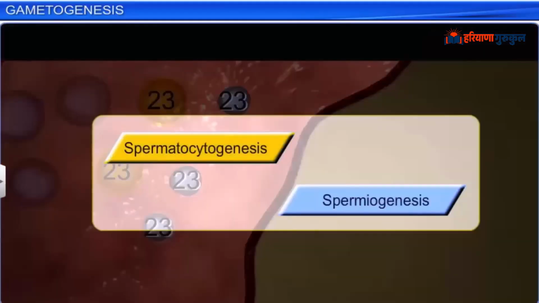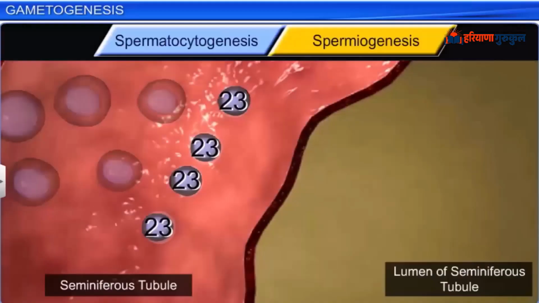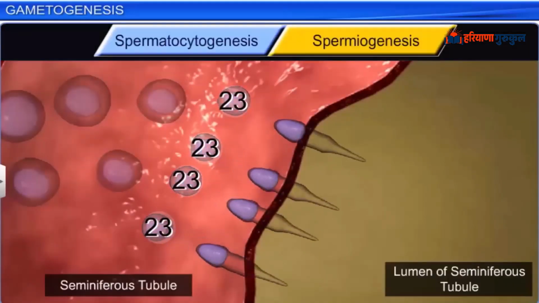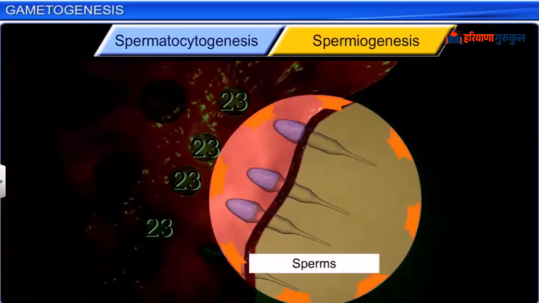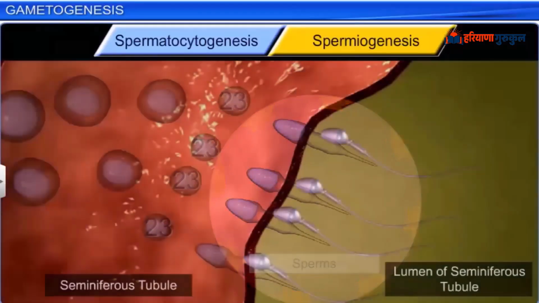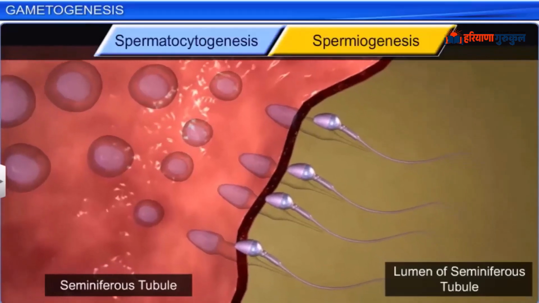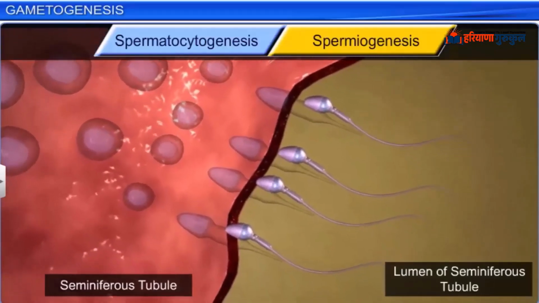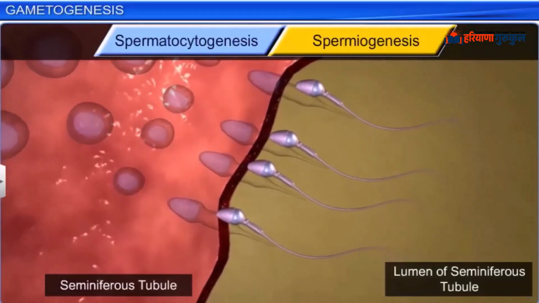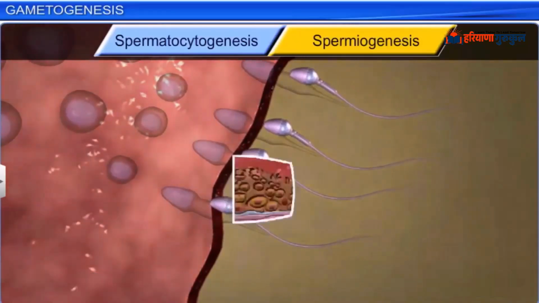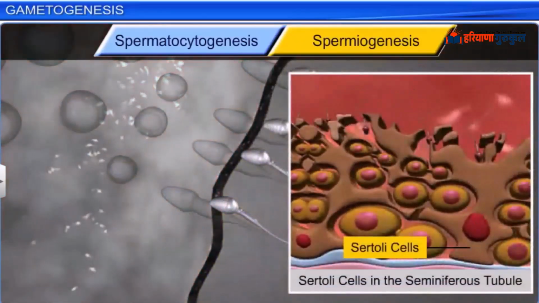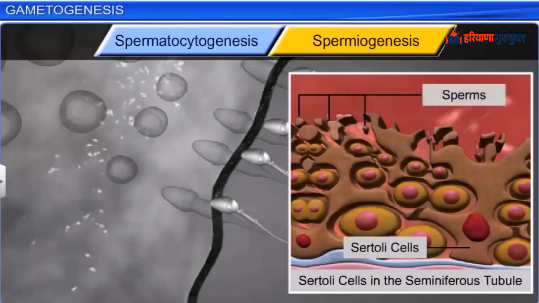Spermatocytogenesis is succeeded by spermiogenesis, during which the spermatids differentiate into elongated, tadpole-like spermatozoa or sperms. However, during this process, the heads of these sperms remain embedded in the Sertoli cells, which provide these developing sperms with nutrition.